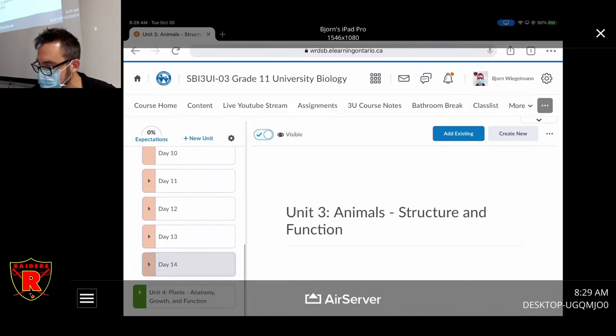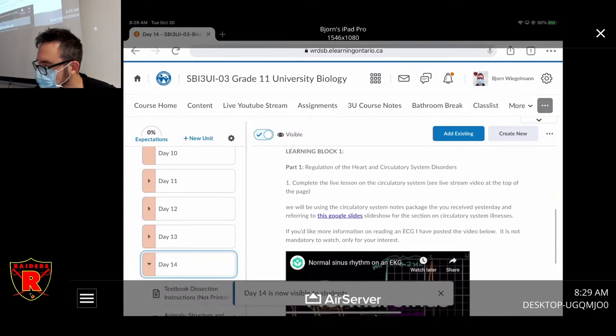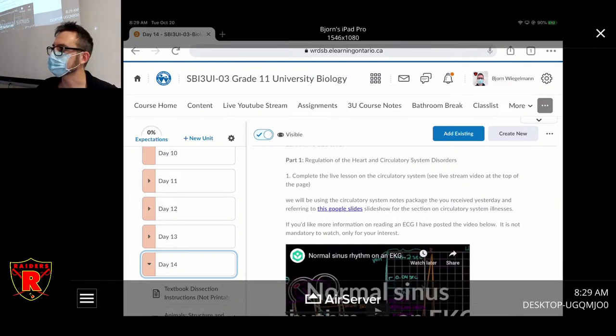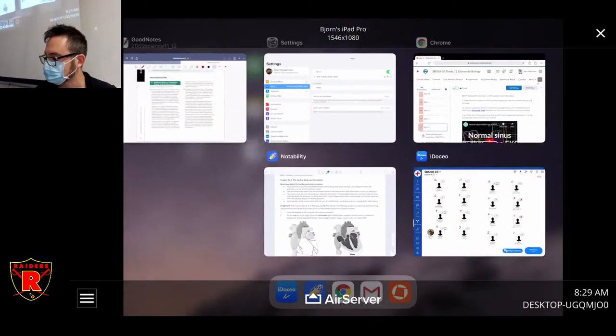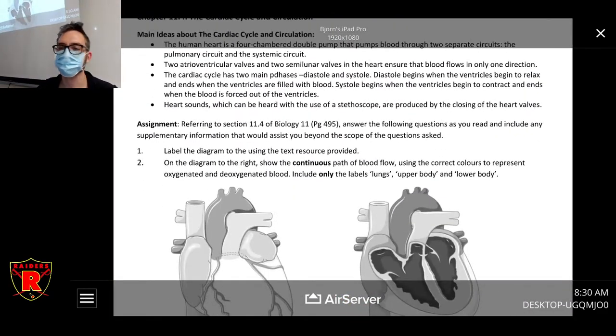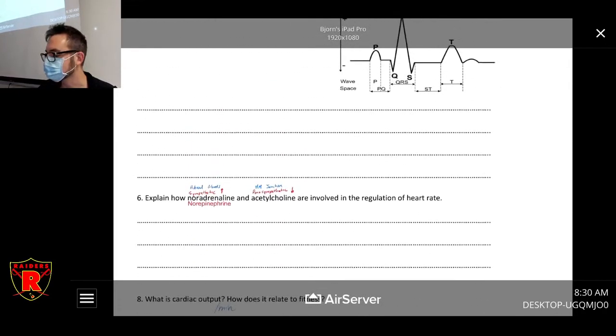Okay, so today's day 14. We're going to start off talking about the regulation of your sinus rhythm. That's like the electrical activity of your heart. So we're going to complete the note that you received yesterday, which would be this note right here. We're going to start with this. Talk a little bit about the special locations of the heart with regards to electrical activity, how to read an ECG.